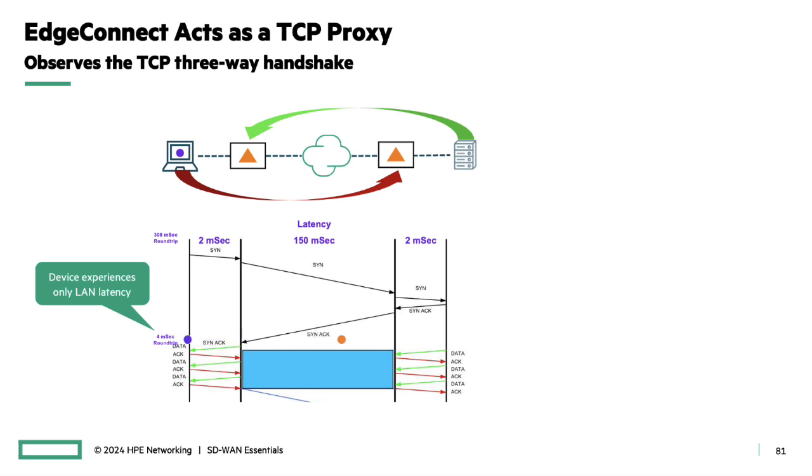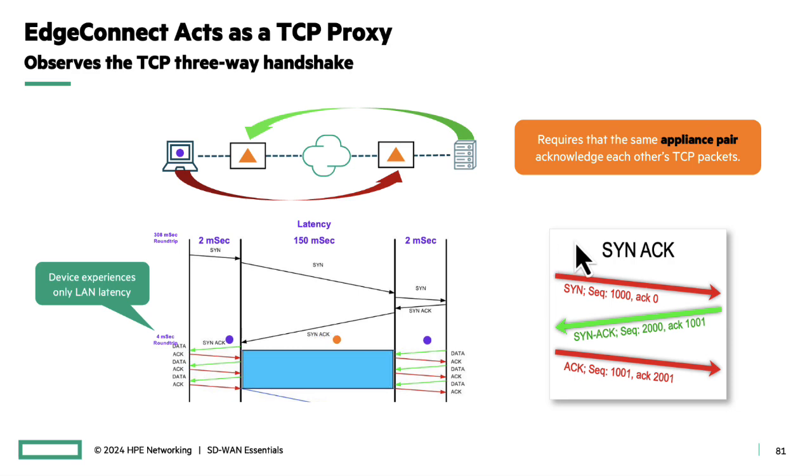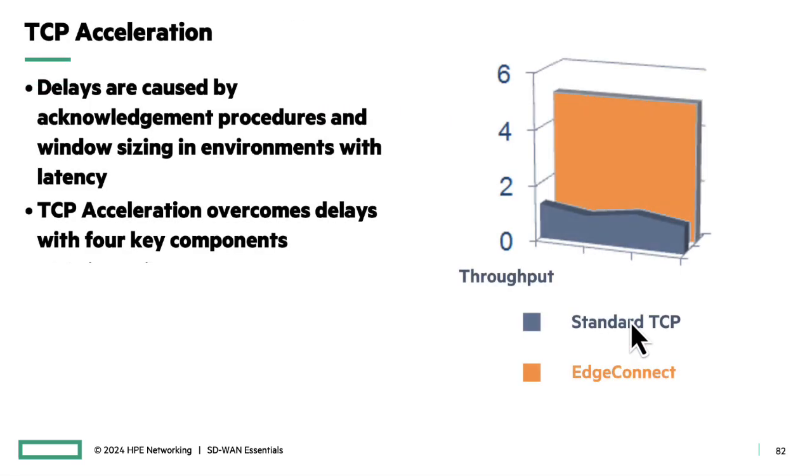Utilizing disk caching as well as forward error correction and packet order correction, the EdgeConnect ensures reliable connectivity between itself and the remote EdgeConnect, avoiding the need for retransmissions. TCP acceleration has to happen between the same pair of EdgeConnect appliances because they need to keep track of sequence numbers in the TCP session. This is all done using high-speed TCP.